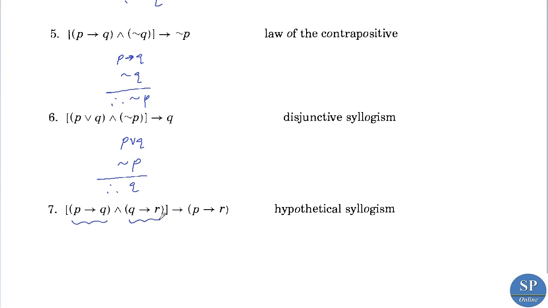If P implies Q is true and Q implies R is true, then P implies R is true. So we can express this in inferential form as: P implies Q is the first hypothesis, the second hypothesis is Q implies R. If these two hypotheses are true, then, therefore, P implies R.